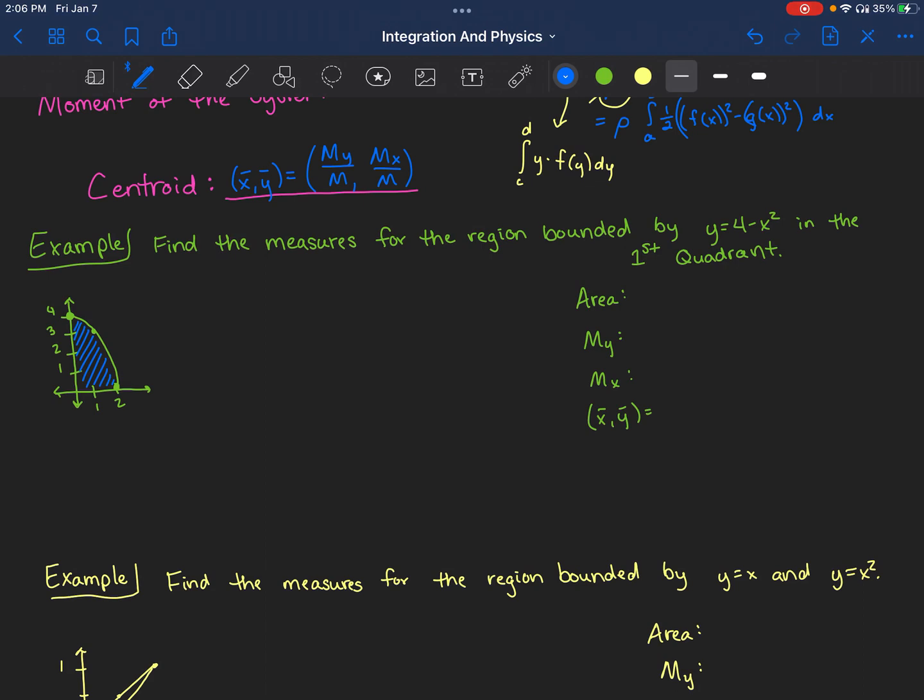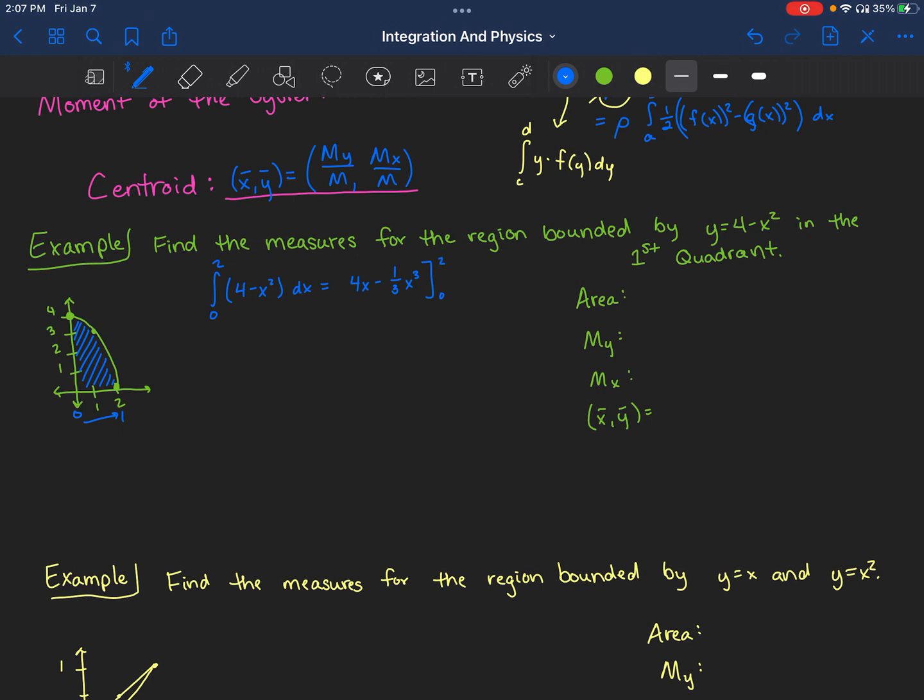The first thing I'm going to do is find the area, because it doesn't give me rho, the density, so I can't technically find the mass. I'm just going to find the area. So I'm going to do the integral from 0 to 2. Those are my bounds of integration here along the x-axis, and we're going to integrate 4 minus x squared dx. All right, so now we're going to go ahead and do this. This is a pretty straightforward integral. So we're going to have 4x minus 1/3 x cubed from 0 to 2.